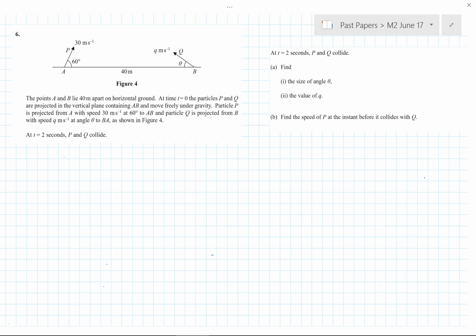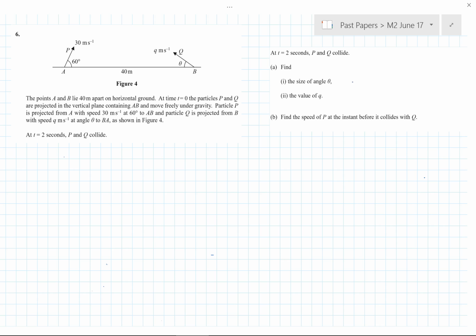Okay, so moving on to question 6. It's a projectiles question. A few people were put off by the fact that there's two projectiles, but it shouldn't have caused too many problems really. We've got two unknowns here, and we set up a simultaneous equation in part A to get our answer.